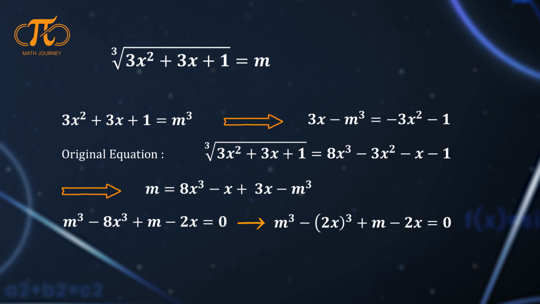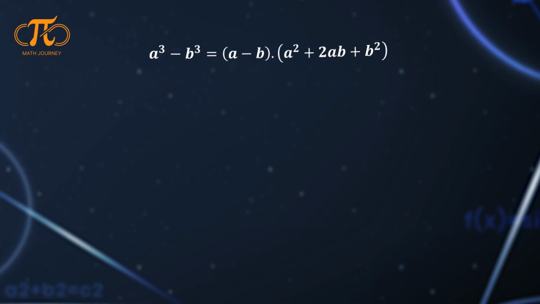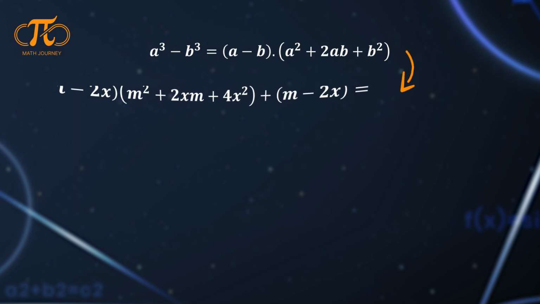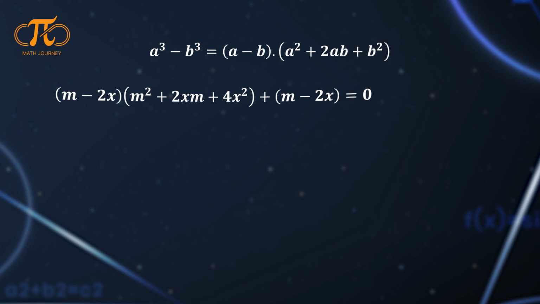By looking at this equation, we can easily rewrite 8x cubed as 2x cubed. We know from the difference of cubes identity that a cubed minus b cubed equals a minus b times a squared plus ab plus b squared. So from the factoring of m cubed minus 2x cubed, we have m minus 2x times m squared plus 2xm plus 4x squared, plus m minus 2x equals 0.